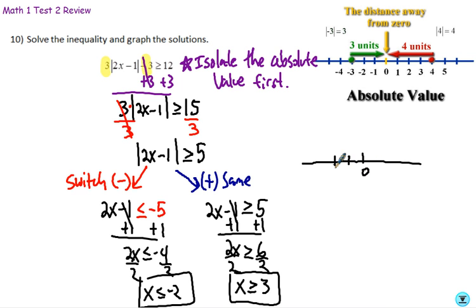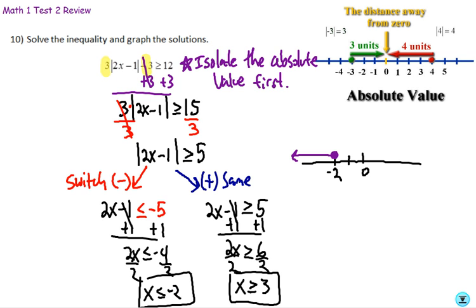So let's go to negative 2. This says all the numbers that are less than negative 2, so all the numbers that are smaller than negative 2. Which way do the numbers get smaller? Well, they get smaller when you go to the left. And it is going to be a closed circle because that little line underneath says we're including negative 2 in our graph.